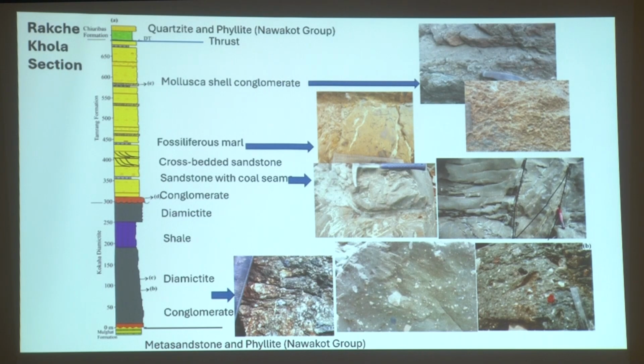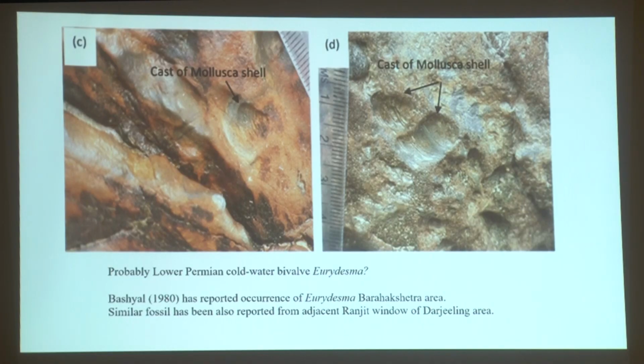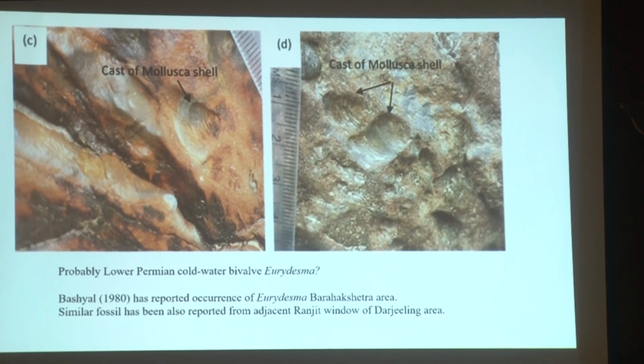pockets, as well as primary structures such as cross-bedding, quadrupole and climbing ripples were also observed, and some cruciferous marl beds, as we can see in that photograph, were also observed in the middle and upper horizons. About 3 horizons of mollusca shale conglomerate were observed within this sequence. These are the photographs of the mollusca shale, and possibly they are the lower Permian cold water bivalve, Geodesma. Similar fossil has been recovered from the adjacent region, the Ranjan region of Darjeeling area.